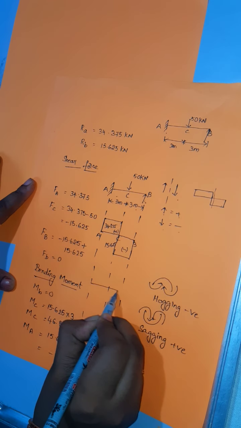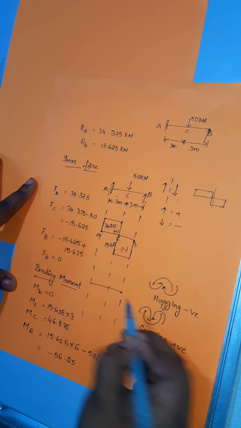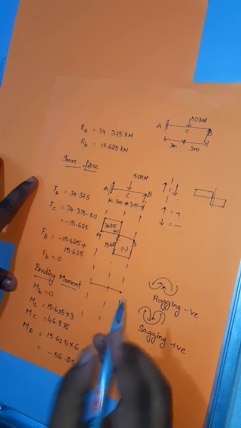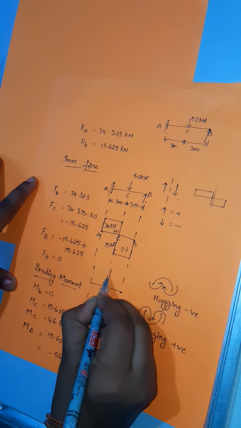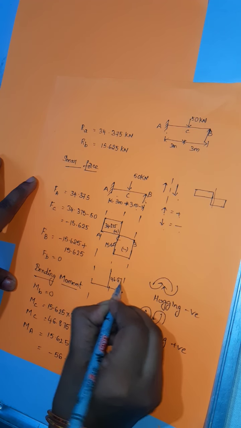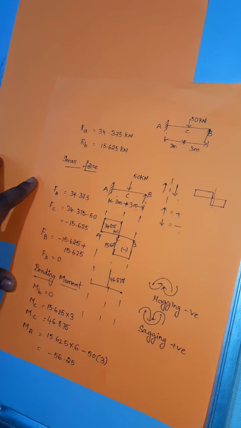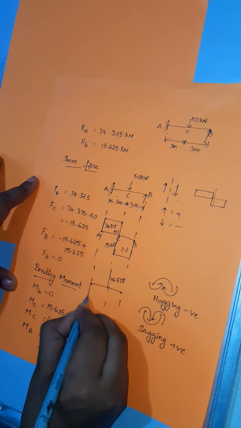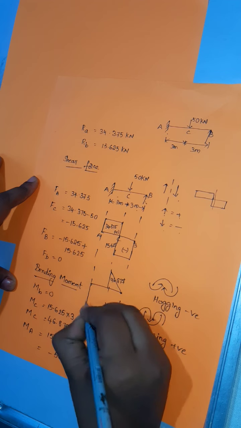Now we will draw here. Moment at B, how much? 0. Moment at C, how much? Moment at C is 46.875. Next, moment at A is in downward direction. See here, we will join.